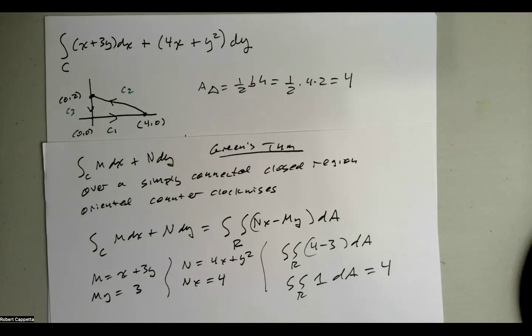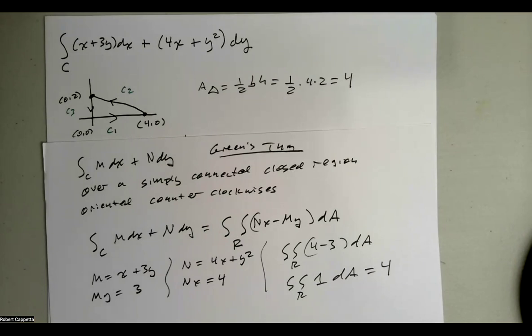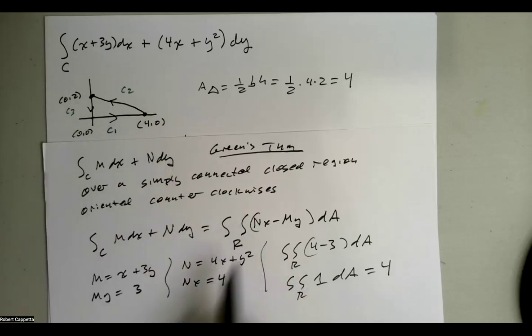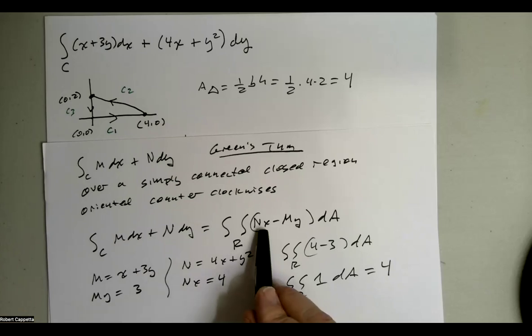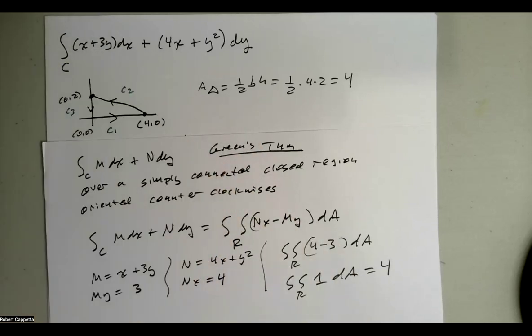So again, in the event our curve is a boundary of a simply connected closed region that is piecewise smooth, I should have said that, piecewise smooth, oriented counterclockwise, then work for us is simply going to be the double integral over that region of n sub x, the second function with respect to x, minus the first piece with respect to y.